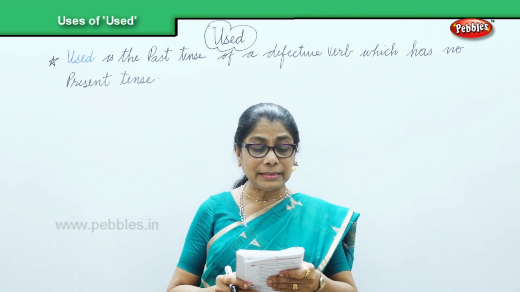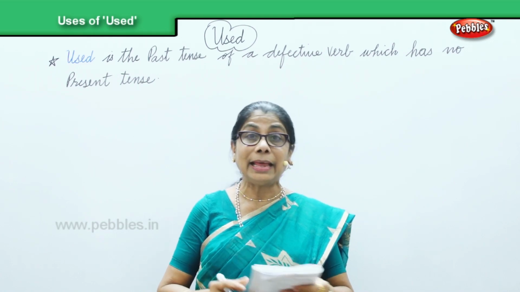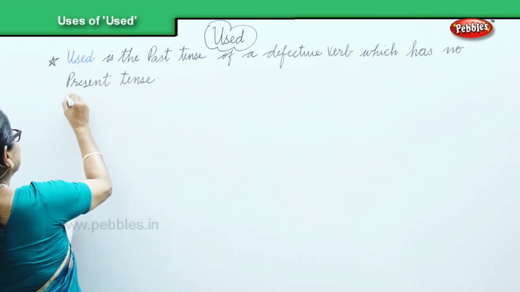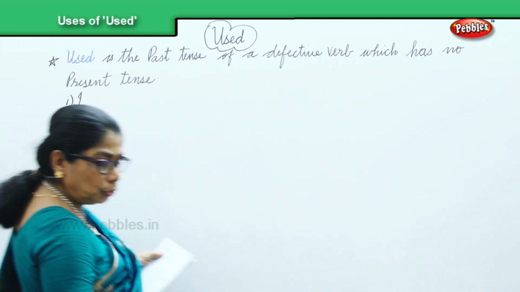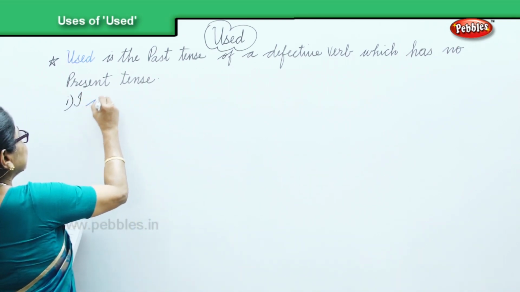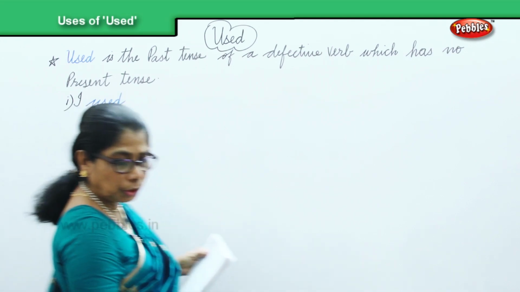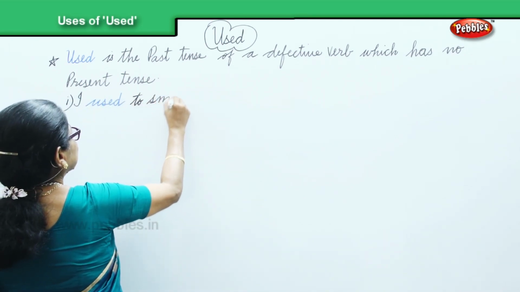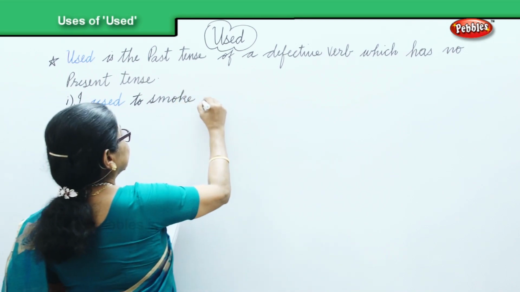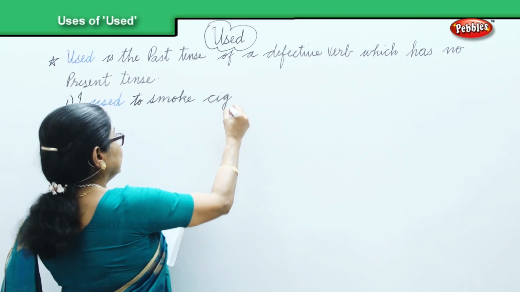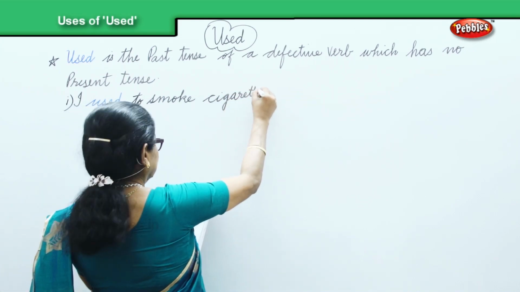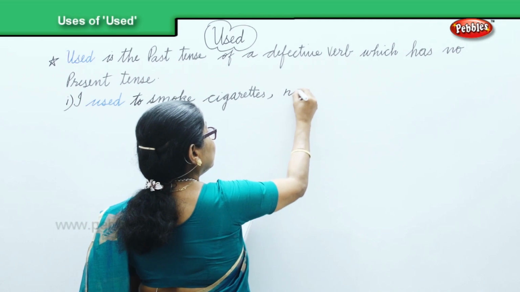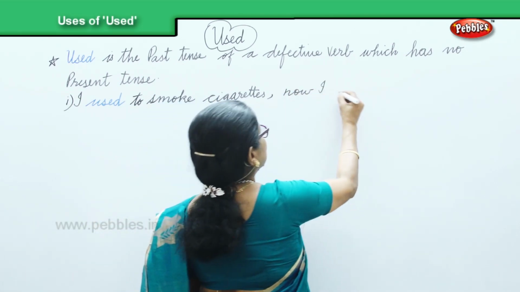The first sentence I have here is, I used to smoke cigarettes, now I don't. I used to smoke cigarettes. Now I don't.